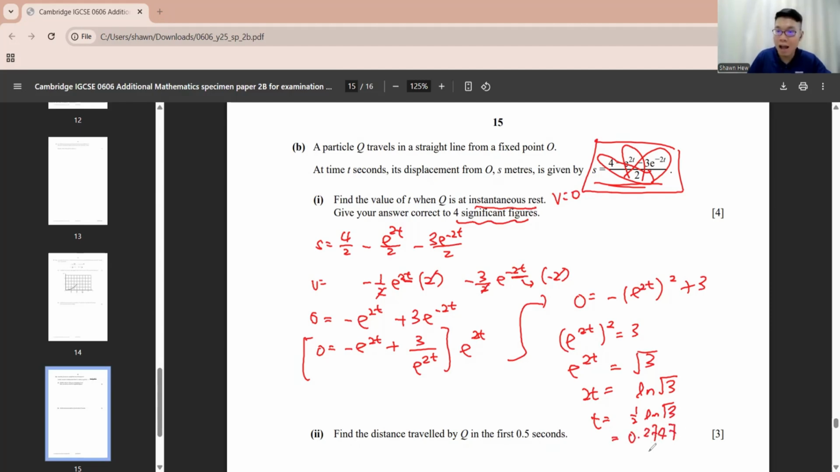0.2747. Why do I write like this? Because the question requires 4 significant figures. So make sure you double confirm any accuracy the question specifies and you follow it. Then you gain 4 marks.